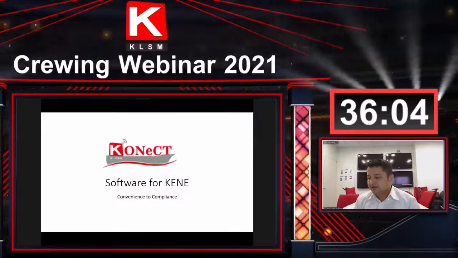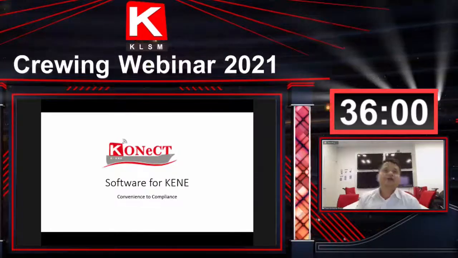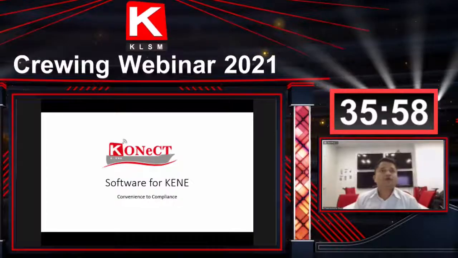Same with night patrol. Oil tanker, gas tanker, we have to do night patrol. So night patrol after the watch, at a 4-hour interval.